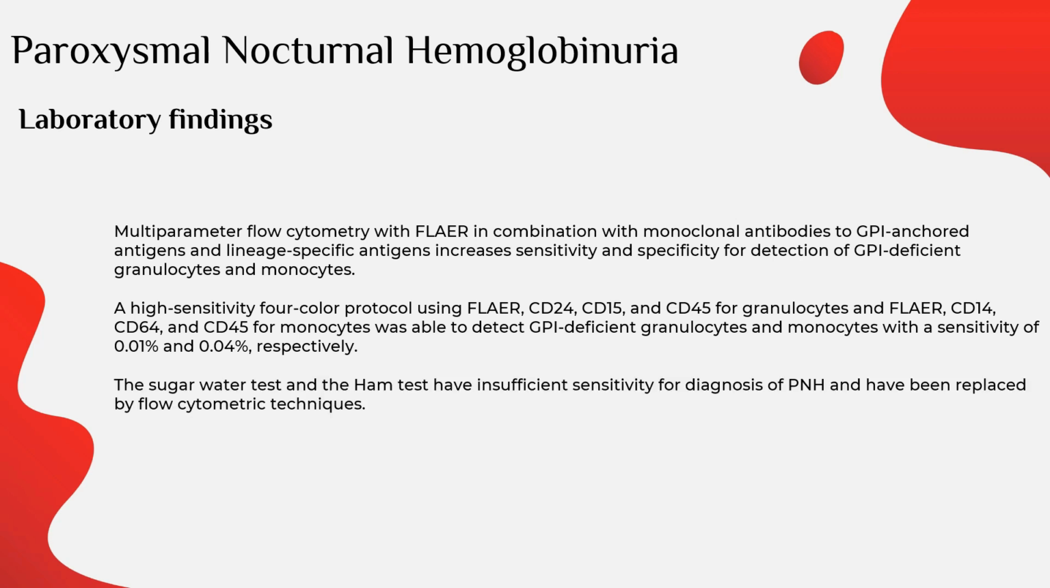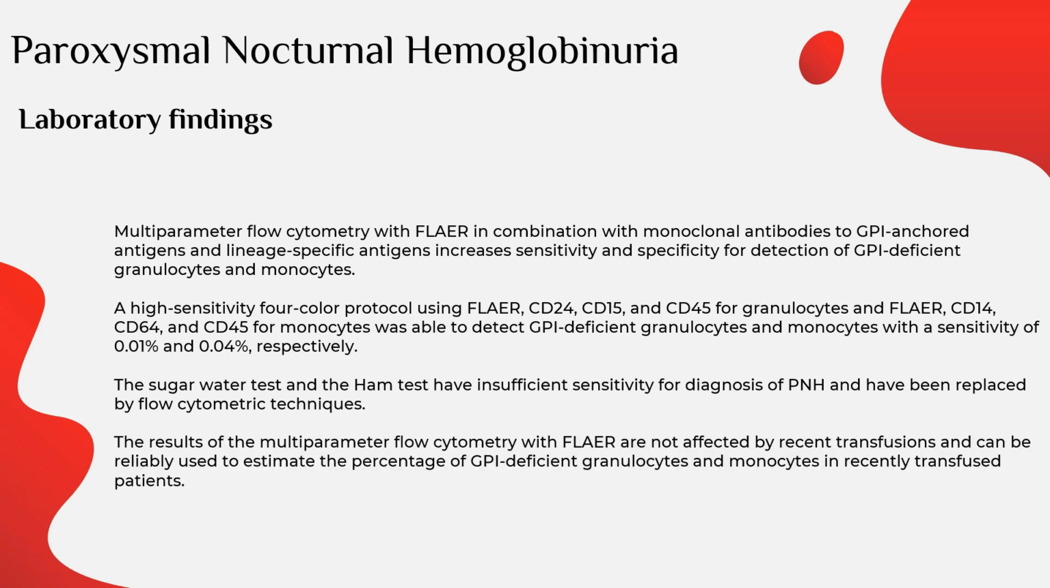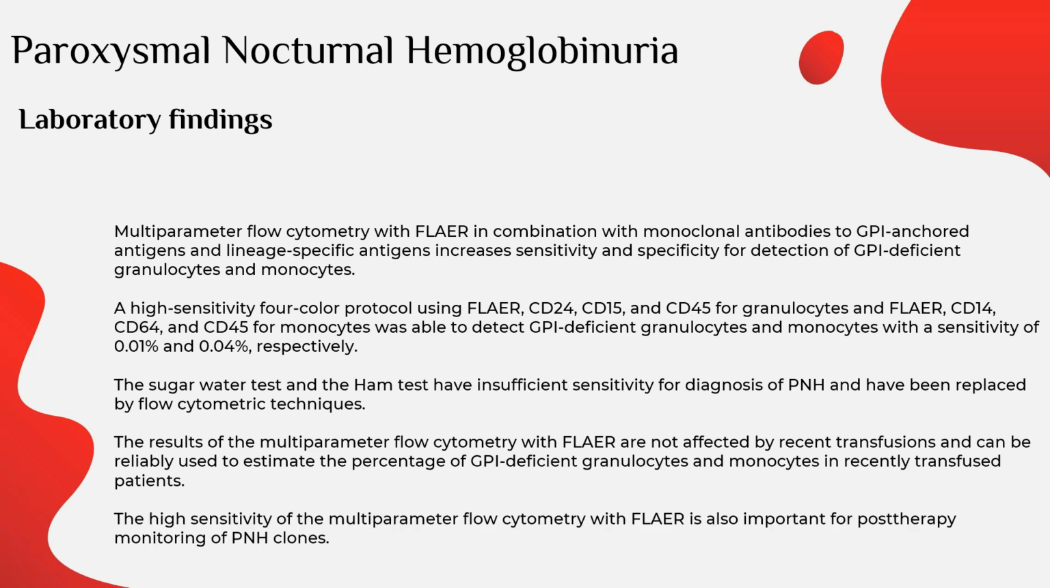The sugar-water test and the HAM test have insufficient sensitivity for diagnosis of PNH and have been replaced by flow cytometric techniques. The results of the multiparameter flow cytometry with FLAER are not affected by recent transfusions and can be reliably used to estimate the percentage of GPI-deficient granulocytes and monocytes in recently transfused patients. The high sensitivity of the multiparameter flow cytometry with FLAER is also important for post-therapy monitoring of PNH clones.